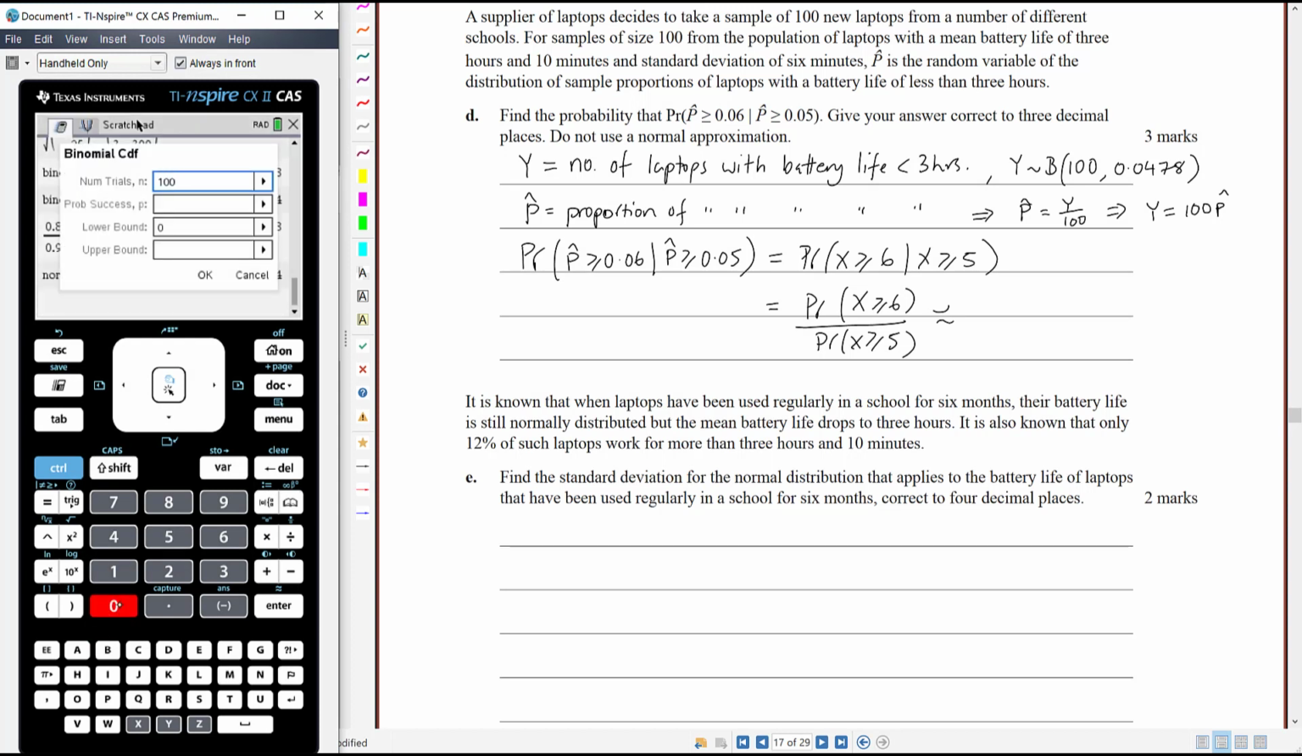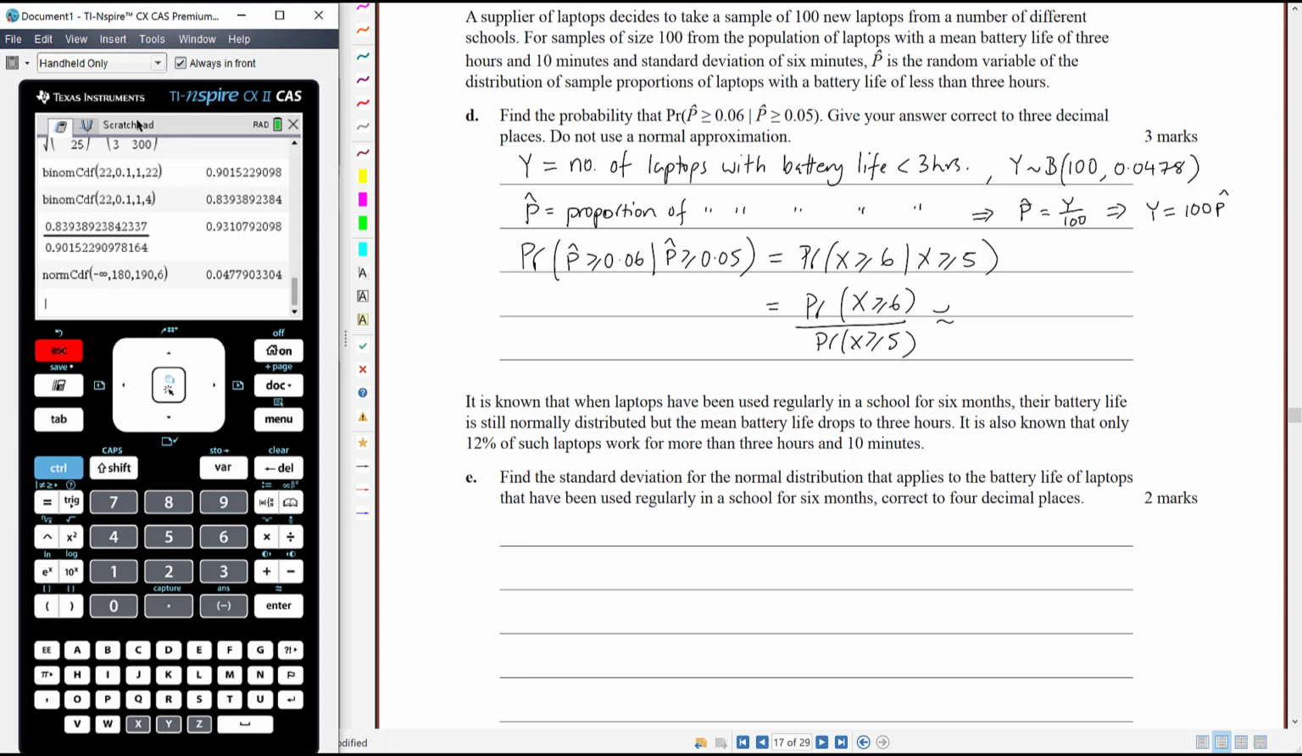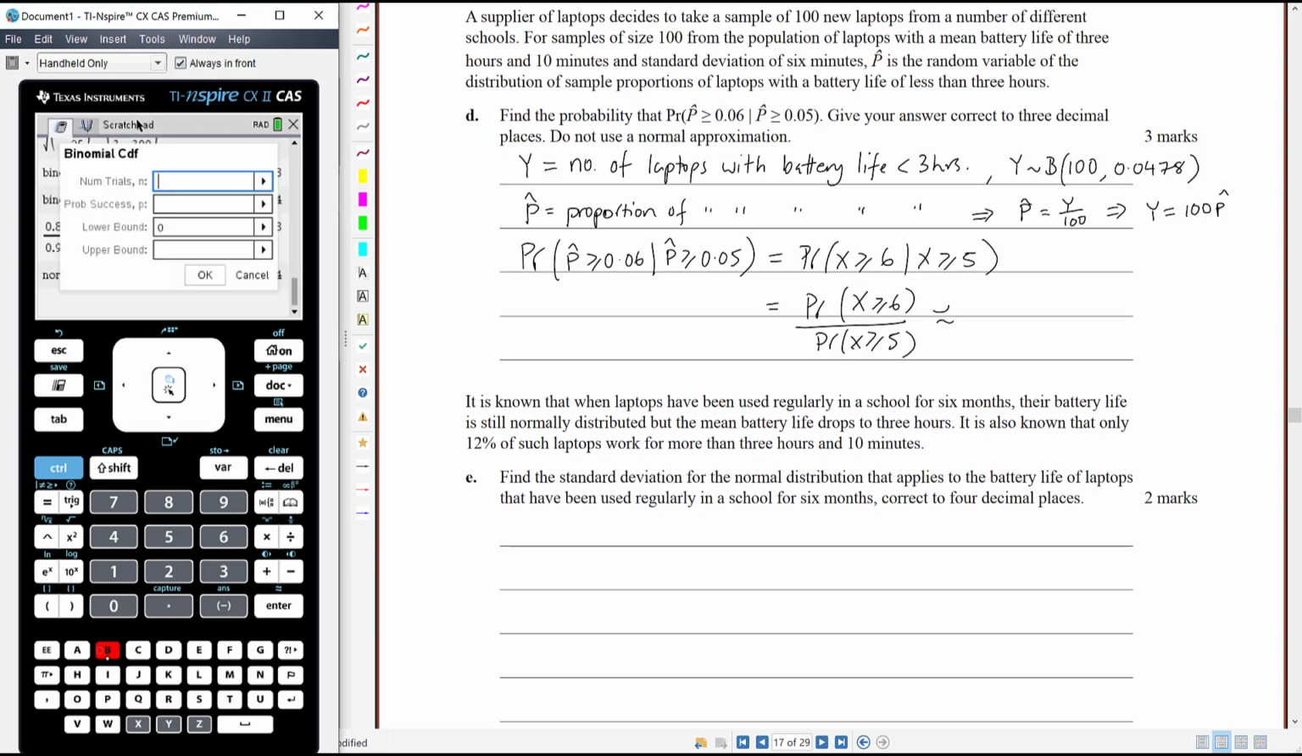Number of trials is 100. Probability of success, I'm just going to copy this number here. So Control C, because I'm going to need that. Sorry, so menu 55B, let's go back here. So number of trials is 100, probability of success, Control V to paste that number there, working nice and precisely. Again, you don't want to use a probability rounded to 4 decimal places to then calculate another probability also rounded to 4 decimal places. You run the risk of compounding that error.